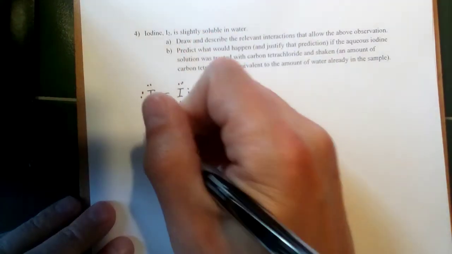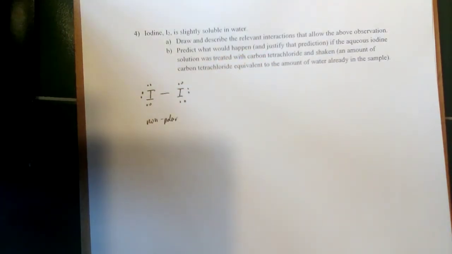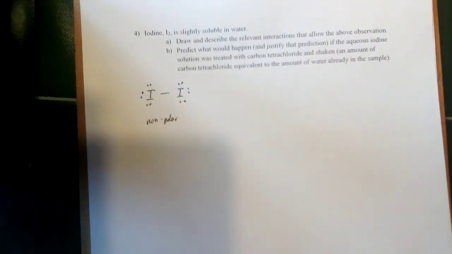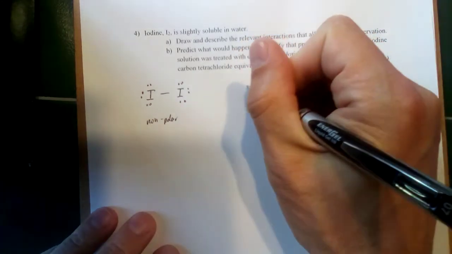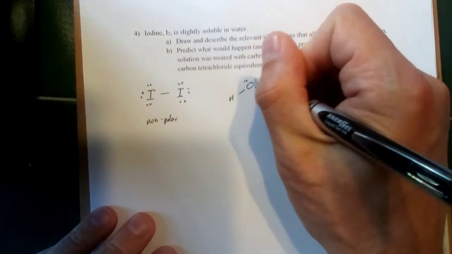But what's important for this question is that it is nonpolar. Iodine has the same electronegativity as iodine, so this is a completely evenly shared bond, or a nonpolar covalent bond. So that's a nonpolar molecule. Now, what we know about intermolecular interactions is that like tends to dissolve like when it comes to liquids mixing together. Polar compounds will mix easily with other polar compounds, and nonpolar compounds will mix easily with other nonpolar compounds.